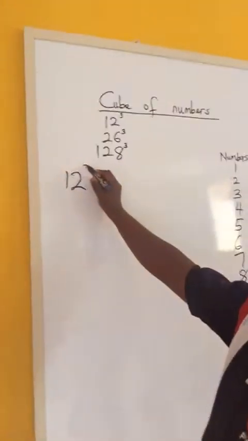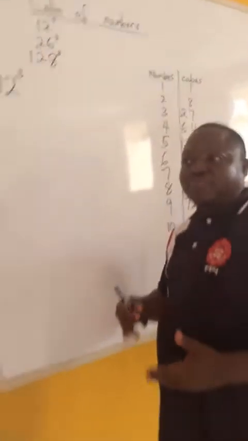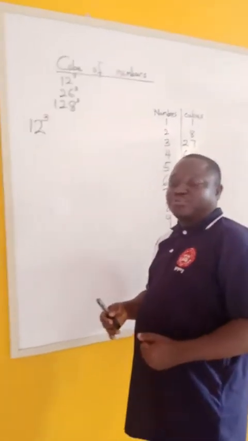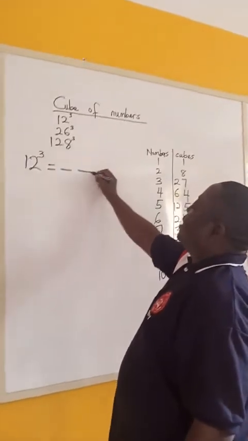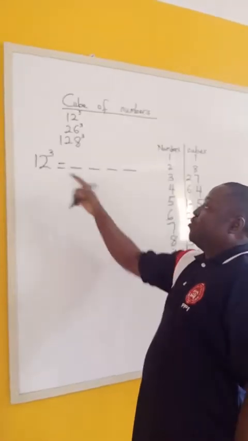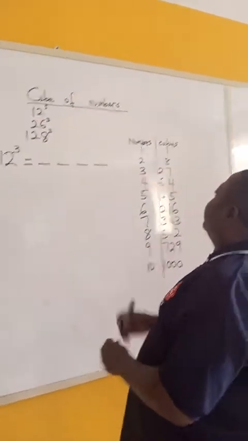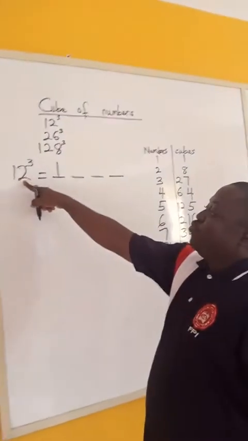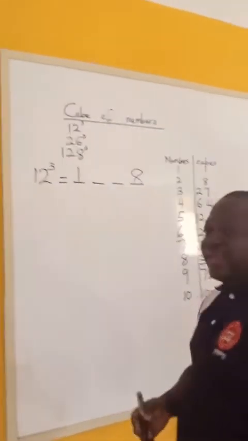12 raised to power of 3. As I said earlier, 12 raised to power of 3 means 12 times 12 times 12. But we don't want to use calculator, we want to use trick. Now let's go. The first step is to write 4 dashes. Then the next step, we are going to find the cube of the first number. Cube of 1 is 1, as we have it here. Then cube of 2 is 8. So we are going to fill the last space with 8.